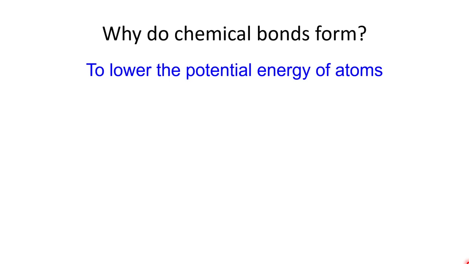So really, what we're talking about is lowering the potential energy of atoms. In chemistry, basically what's happening is that molecules move towards lower energy. Minimizing energy is the name of the game. So minimize energy, maximize entropy. We will talk about that more in the third quarter. But what I want you to know right now is that the whole idea is to lower the potential energy.